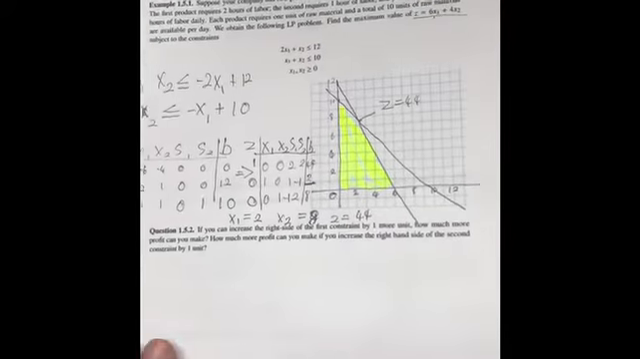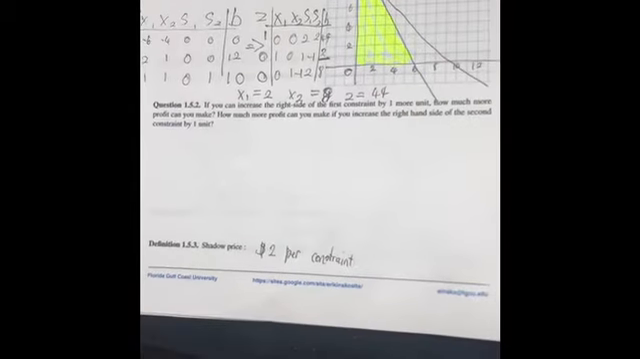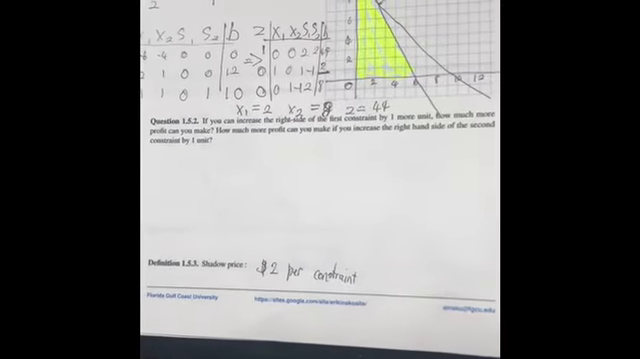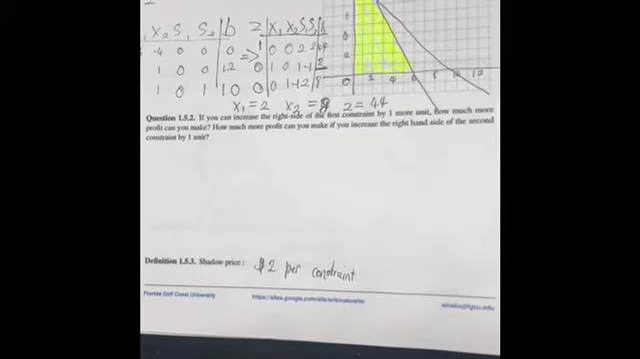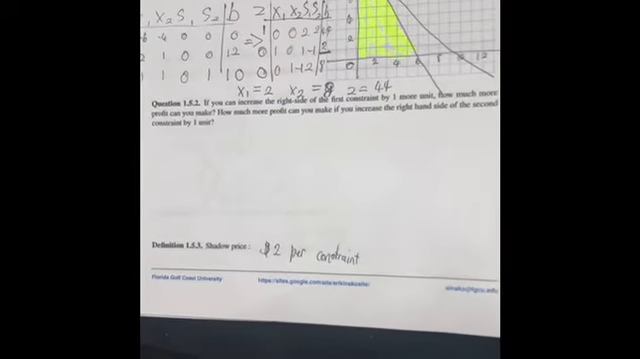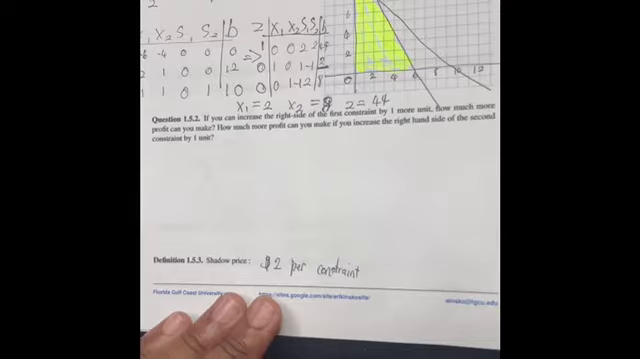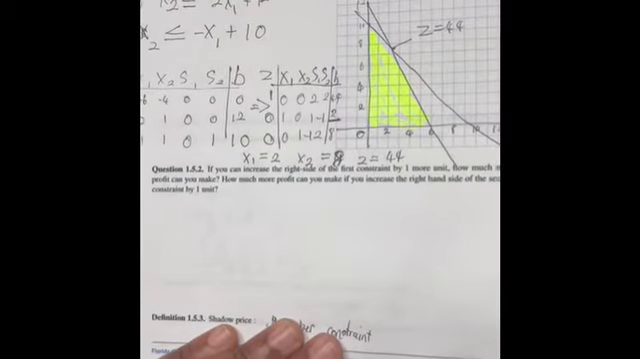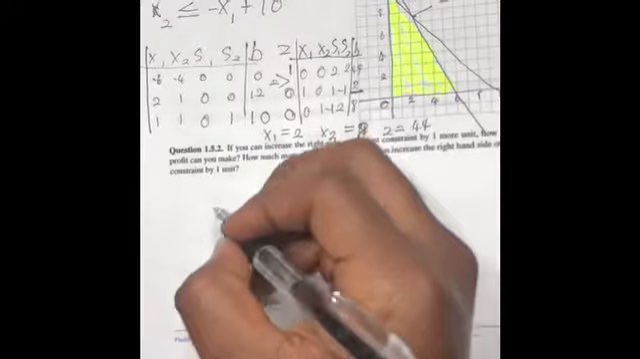Now we have the next question, which says, if you can increase the right side of the first constraint by one more unit, how much more profit can you make? How much more profit can you make if you increase the right side of the second constraint by 1 unit? Here I've already solved that the shadow price is $2 per constraint, but I will show you how I was able to get this shadow price.